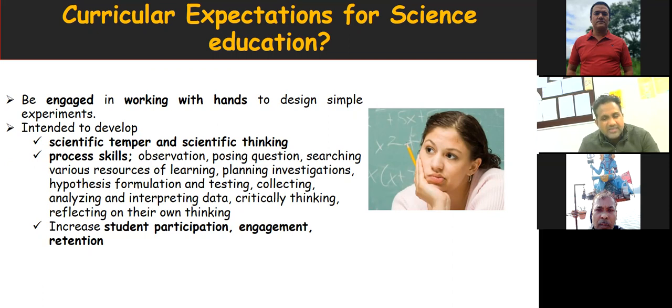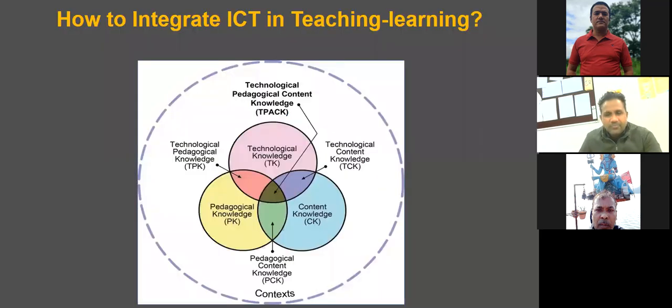And one of the basic things is how we can improve student participation, engagement, and retention. When it was taught and various research has been carried out, ICT is the area where ICT could be one of the sources where you can get the curricular expectations of teaching and learning of science. So the thing is how you can integrate ICT in teaching and learning.